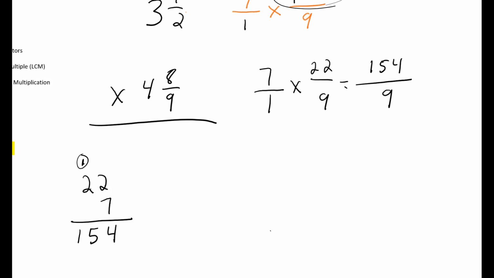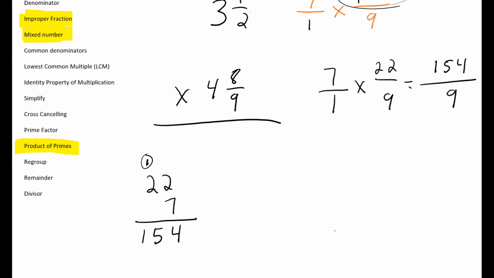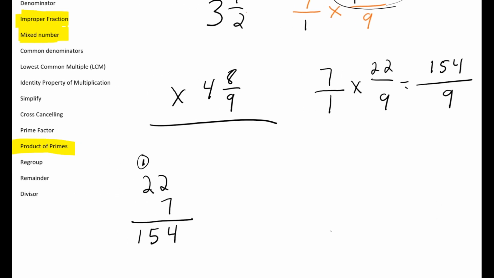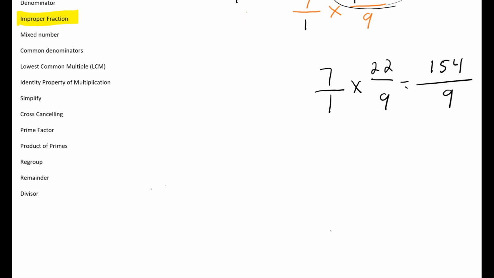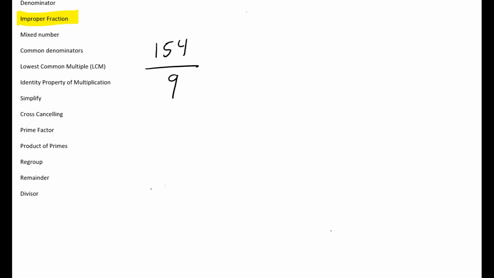Now that's a big number. 154 divided by 9, that's just an improper fraction. Let's come over here to my vocabulary again, and I know that's an improper fraction. I need to simplify that improper fraction. So that's my answer. I'm going to erase everything so we have room to work. I'm just going to end up with 154 over 9. Let's rewrite that, 154 over 9. I know that's my answer, but it's not correct until I simplify it.